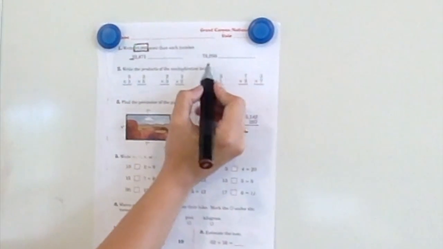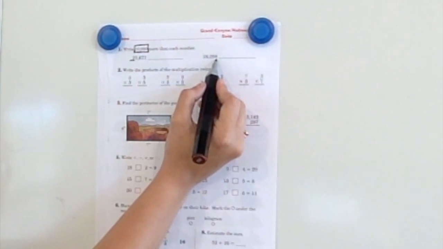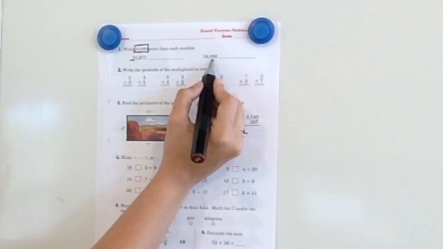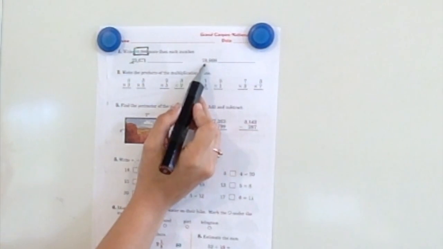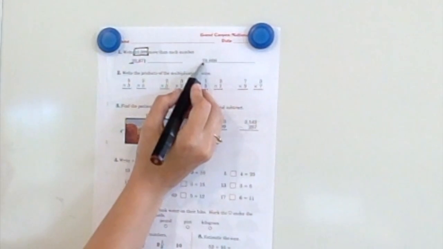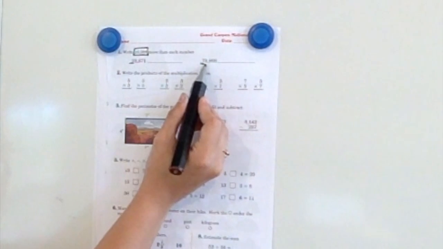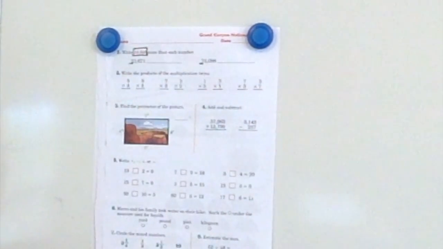Okay? In this number over here, the 8 is in the ones place. This 9 is in the tens place. This 0 is in the hundreds place. The 8 right here is in the 1,000s place. But the 7 is in the 10,000s place. He's going to change, but nothing else is going to change in that number.